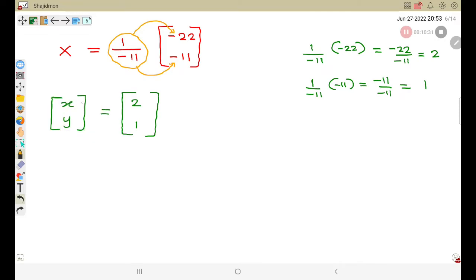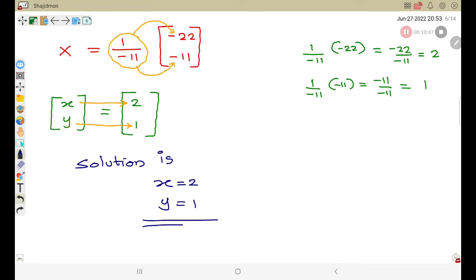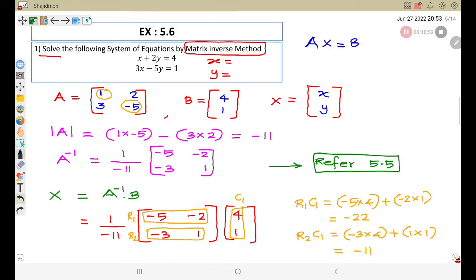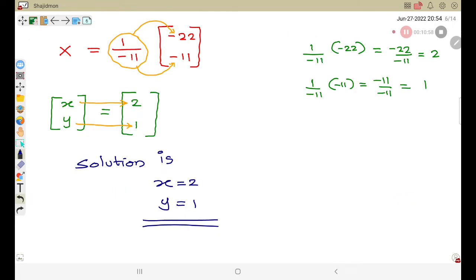Hope you understood. So x value is the first number, y value is the second number. Now we are writing the answer. So the solution is x equal to 2 and y equal to 1 by using matrix inverse method. I hope you understood these steps, correct? Write the matrix, then determinant, then A inverse, then apply the rule, find x and y.